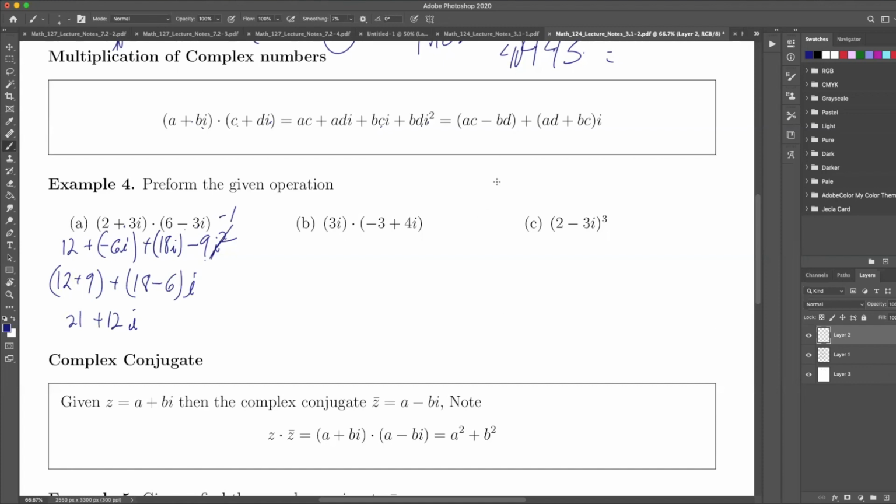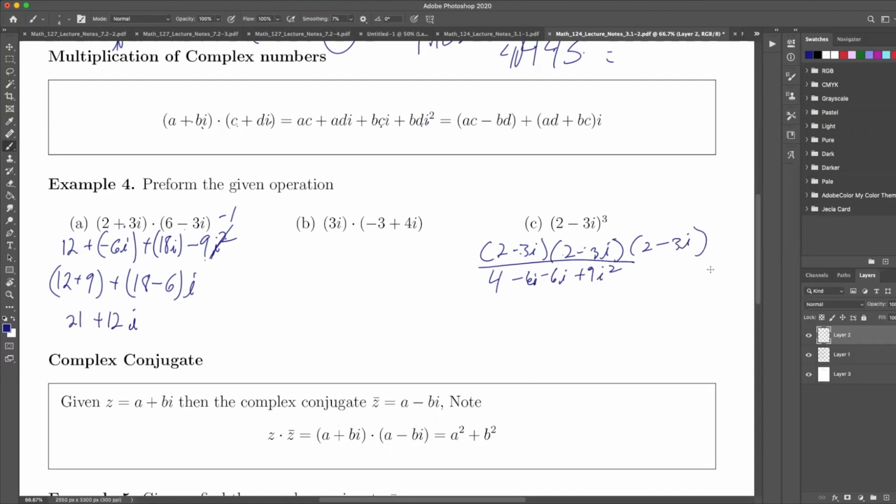All right, so I'm going to do C. Here I have this cubed, so it'll be (2 minus 3i)(2 minus 3i)(2 minus 3i). So let's do these first two together. 2 times 2 will give me positive 4. This will give me minus 6i. This will also give me minus 6i. And then lastly, negative 3i times negative 3i would be plus 9i squared.